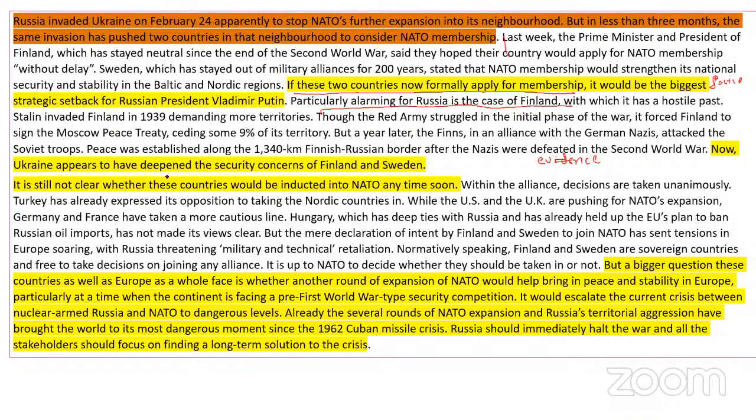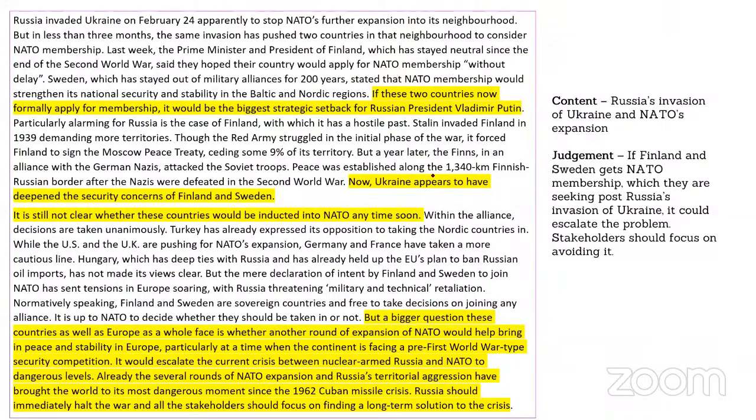Now, if you look again at the last line, which is in yellow, of the first paragraph: now Ukraine appears to have deepened the security concerns for Finland and Sweden, appears to have. Then, obviously you have read the entire passage. If you see, things in yellow are the things from where questions can come. All right. So if I have to break it down to content plus judgment, remember, main idea is content plus judgment. What is the content? What is the passage all about? The passage is about Russia's invasion of Ukraine and NATO's expansion.